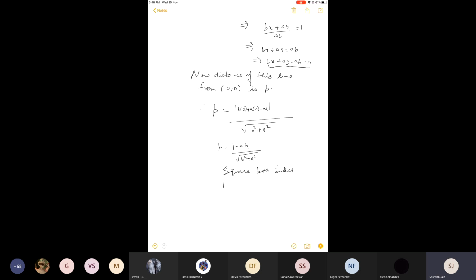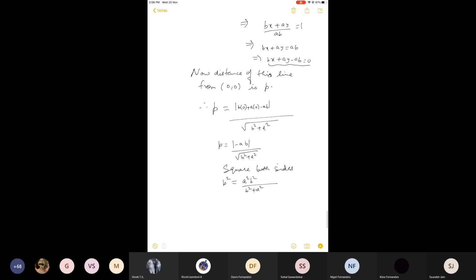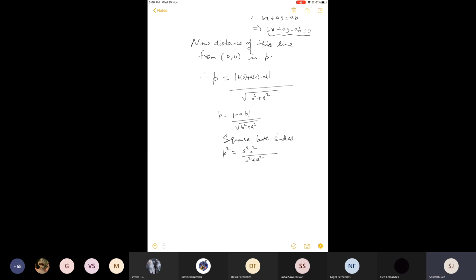So this will become p square. Now negative and modulus are of no use because we are squaring, so it will change to a square b square, and this is b square plus a square. Next step, as I can see, I have to prove that 1 upon p square is equal to something. So take reciprocal both sides. That will give you the answer.